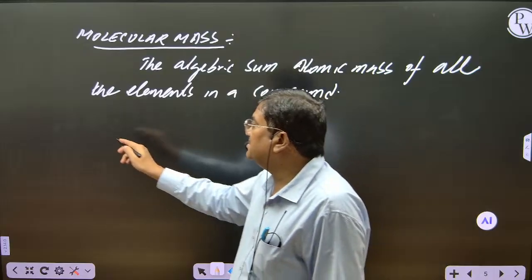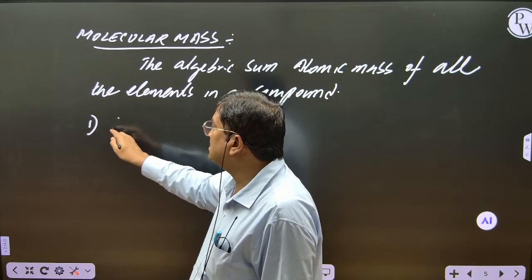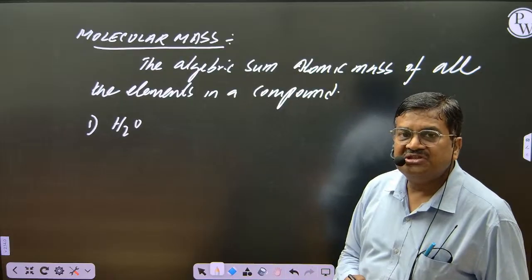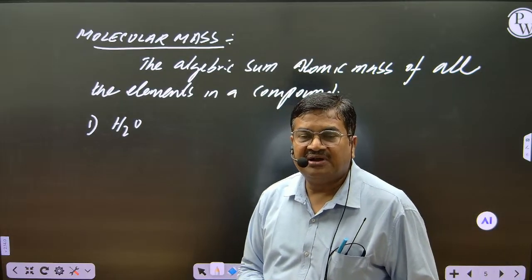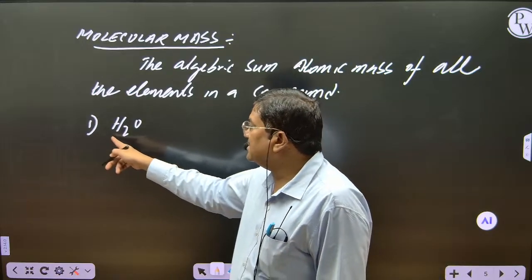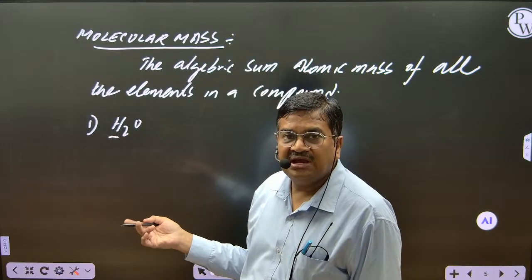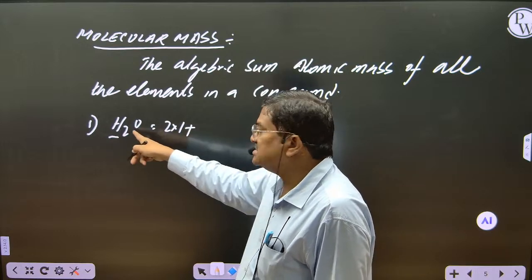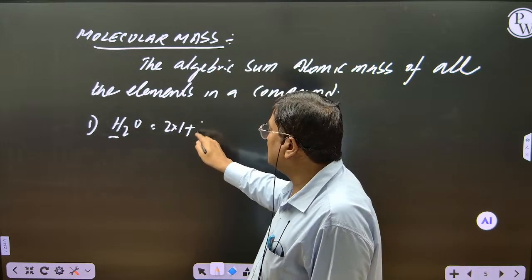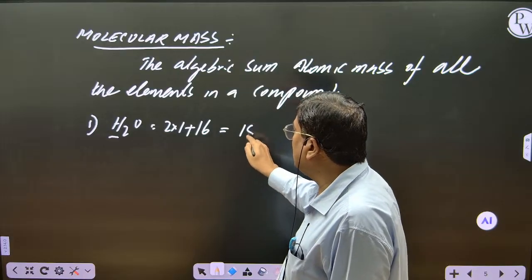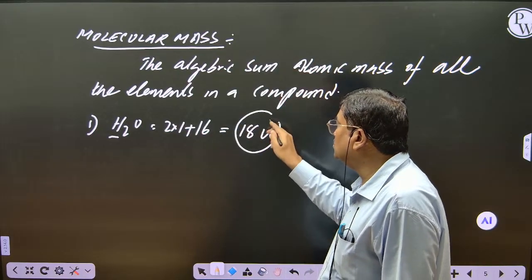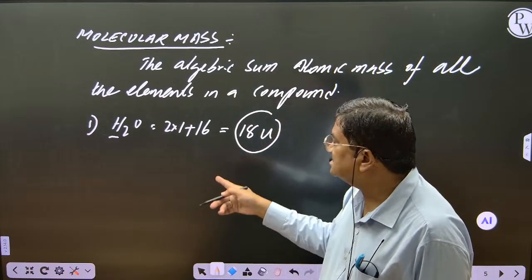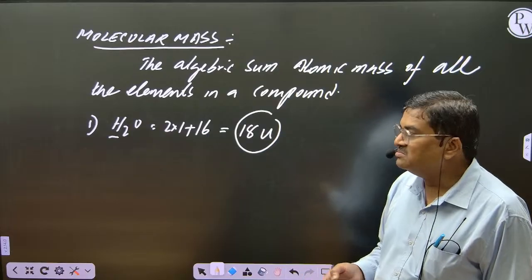Now see, for example, I give you a few compounds, H2O. Now tell me how I get the molecular mass of H2O. I have to add the algebraic sum of atomic masses. What is the atomic mass of hydrogen? 1. How many hydrogens are there? 2. So I have to add 2 into 1 plus oxygen atomic mass, which is 16. Then what should be the answer? 18. In units of what do I write? U. What is U? Unified mass. Simple. So copy this.